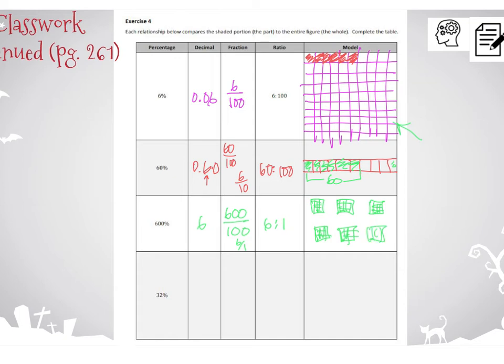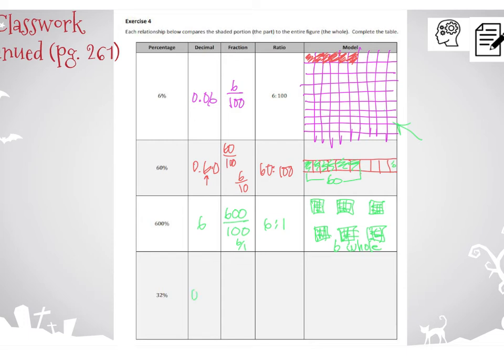Another and another. Wow. So if one of these represented a dollar bill, I would have had $6 bills here. There's 6 whole grids there. Okay, now we get down to 32%.